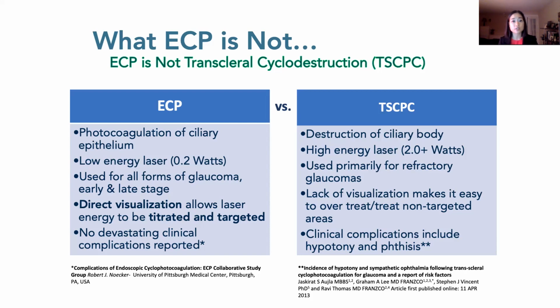So all of these features minimize the commonly known vision-threatening complications of a transscleral CPC, including CME, hypotony, and phthisis. In fact, there has been no report of hypotony or phthisis with more than 50,000 cases of ECP worldwide in the past 10 years.